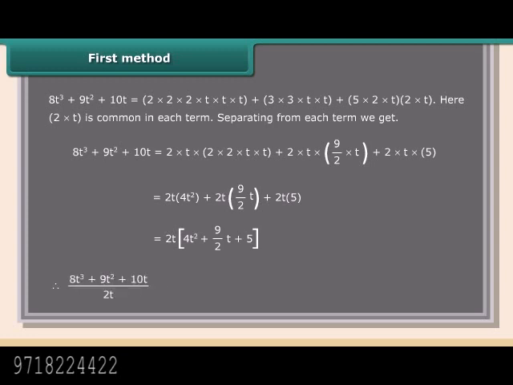Therefore, 8t cubed plus 9t squared plus 10t upon 2t is equal to 2t into 4t squared plus 9 upon 2 into t plus 5 whole upon 2 into t is equal to 4t squared plus 9 upon 2 into t plus 5.